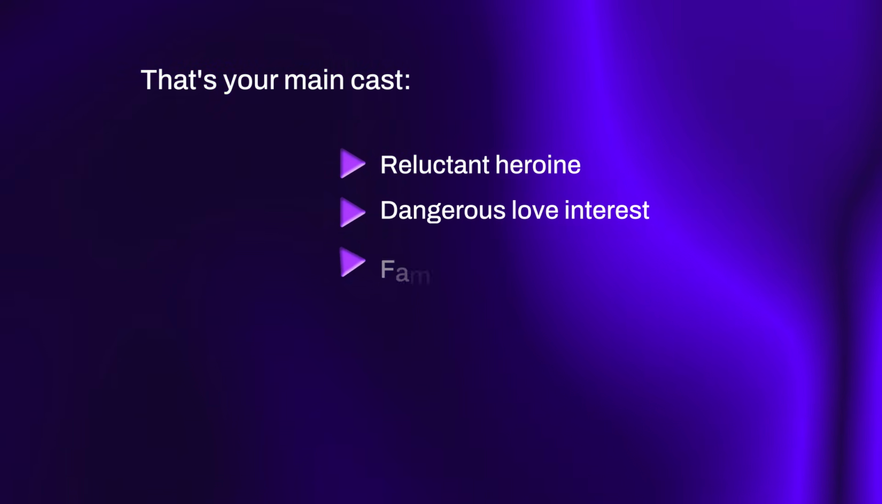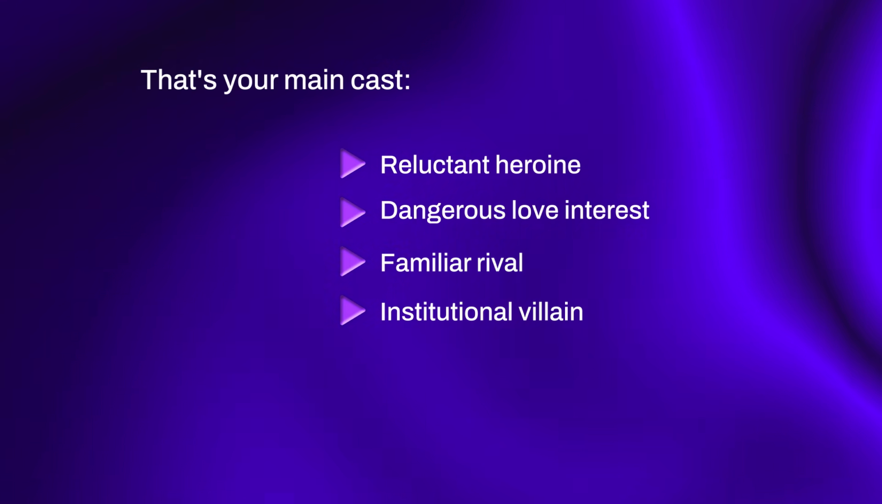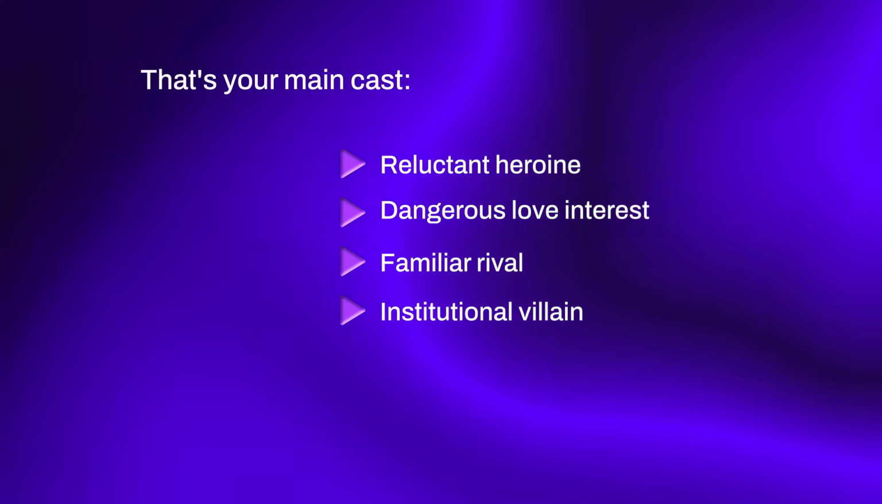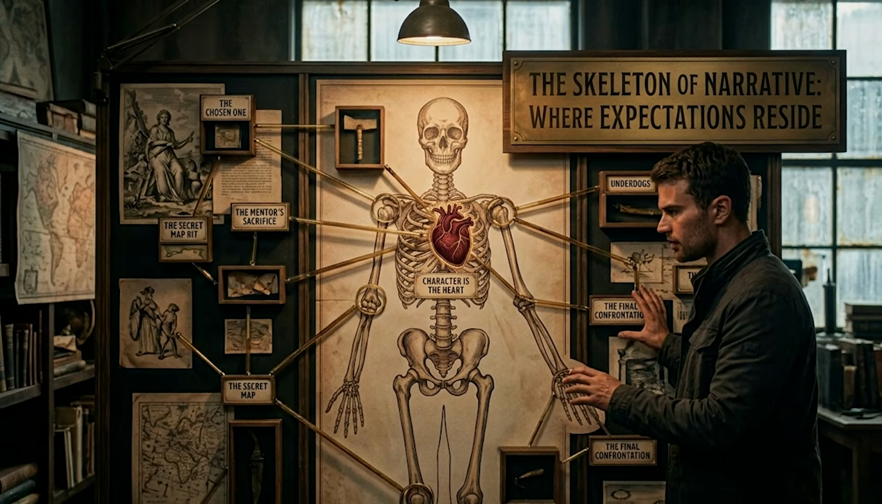That's your main cast. Reluctant heroine, dangerous love interest, familial rival, and institutional villain. Every successful young adult dystopian romance uses them. Now, they need a world designed to crush them and a set of tropes that keeps the reader turning pages. If character is the heart, tropes are the skeleton. Readers expect them, and once you understand why they work, you can use them on purpose.